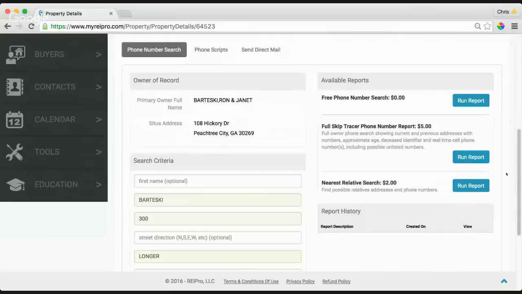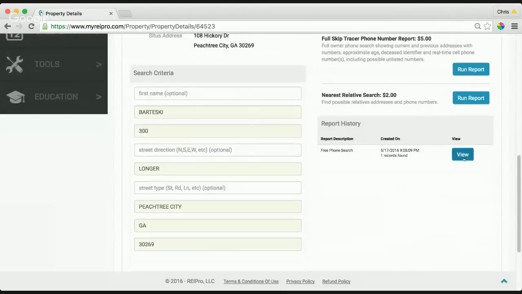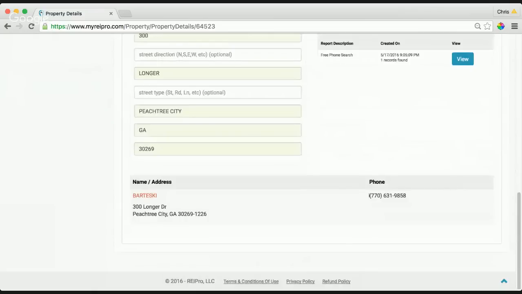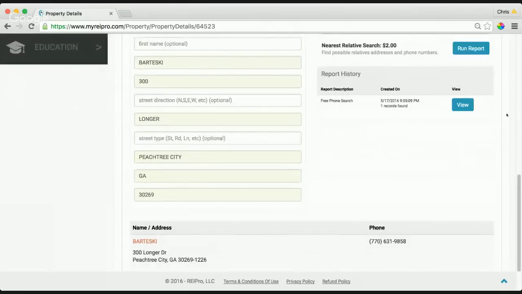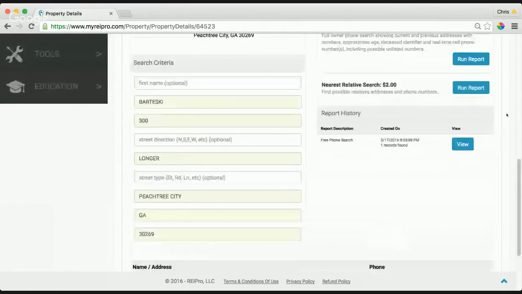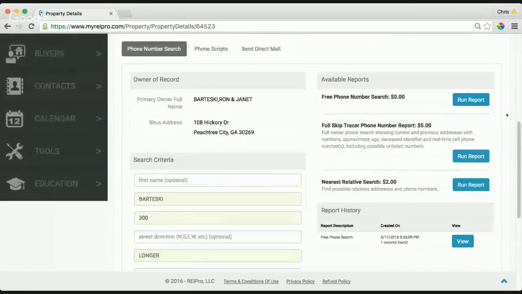One of the neat functions that we have in REI Pro is to be able to find people's phone numbers. We do have a free report here, which I'll go ahead and run. And we did find a phone number here on the free service, which is great, because if that number is still accurate, I don't have to go anywhere else. Because remember, this is a house that's not advertised. There's no phone number. We need to find the phone number. Otherwise, we would need to send direct mail. So if you can't find the phone number, we would send this to direct mail, which I'd show you.